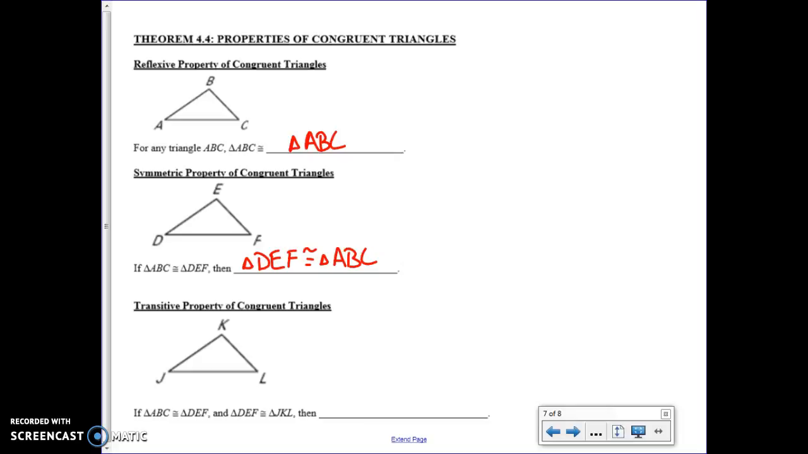Transitive property, remember, tells us if the first one is congruent to the second one and the second one is congruent to the third one, then we can jump straight from first to third, and that's what it says here. Triangle ABC is congruent to triangle DEF. Triangle DEF is congruent to triangle JKL, so triangle ABC is congruent to triangle JKL.